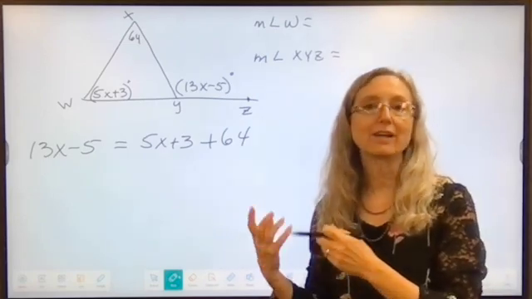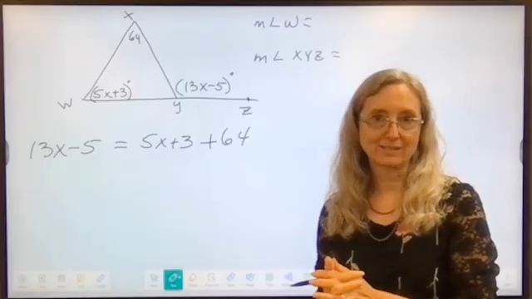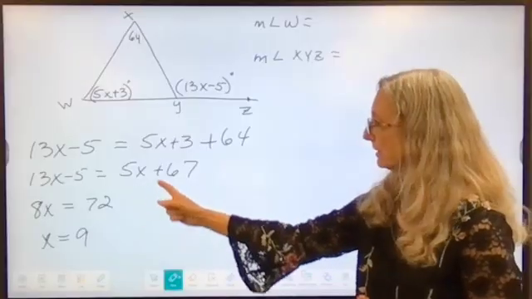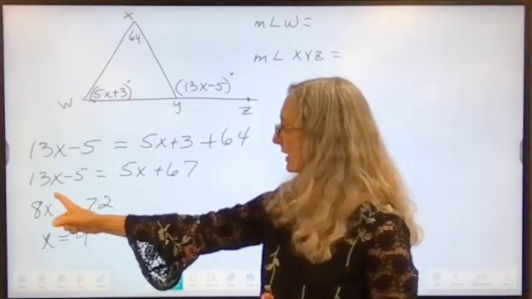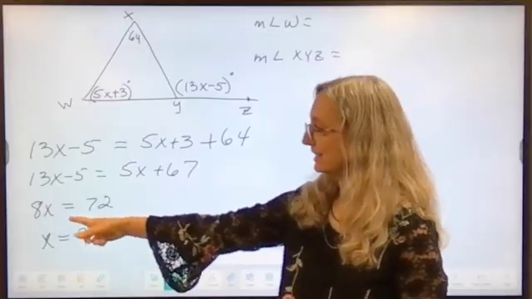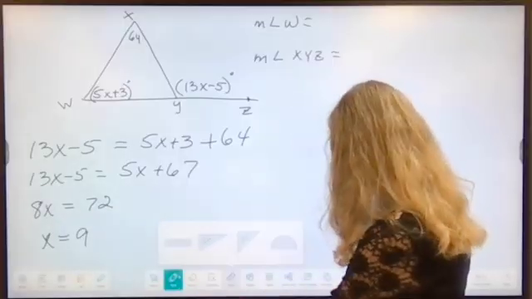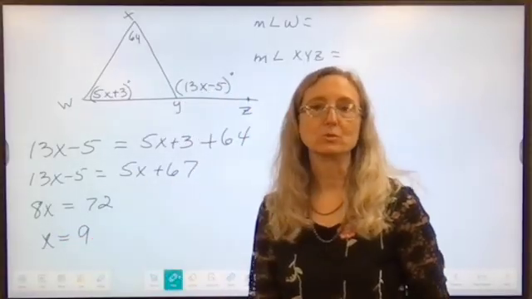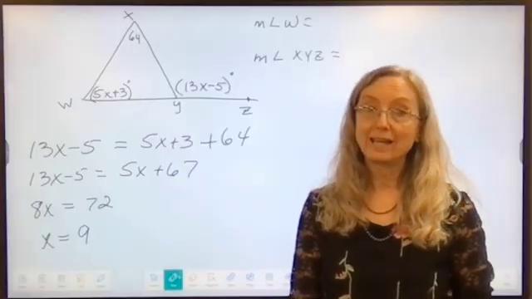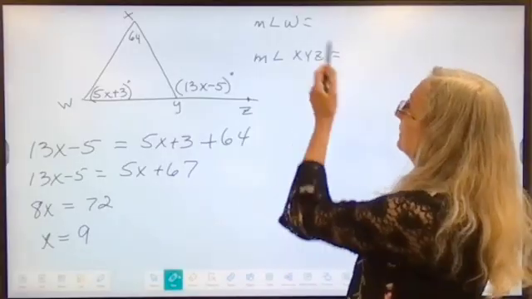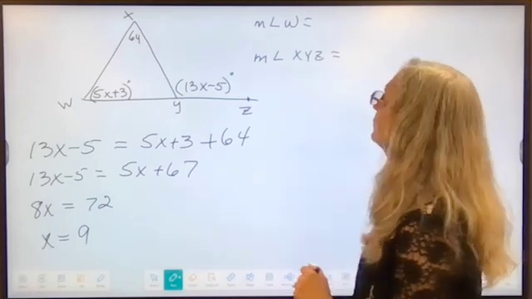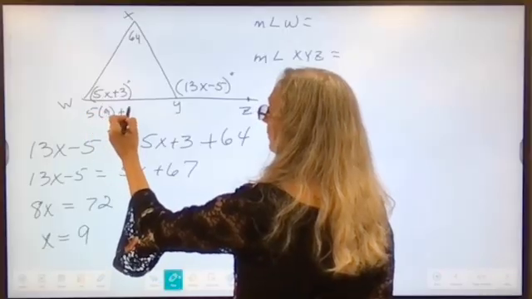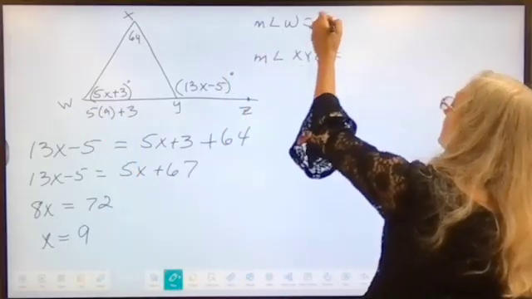Now that I have an equation, I can solve for x. So here I combined like terms. I put my x's together here, subtracted 5x. I added my 5 to get 8x equals 72. And then I found that dividing by 8, x equals 9. Now that I know what x is, I can plug it in to answer this question. The measure of angle W is 5 times 9 plus 3, or 48 degrees.